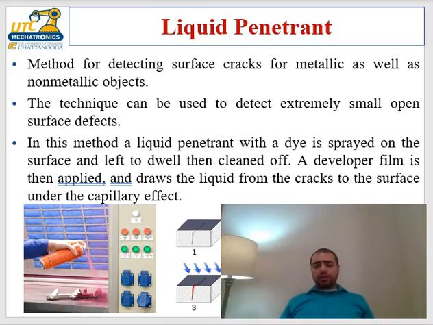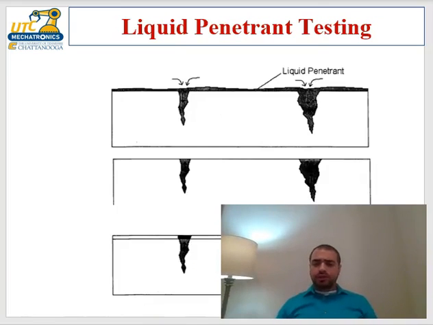So it's used basically on solid surfaces. The surface does not have to be metallic or ferrous or non-metallic. It can be of any surface. So this is liquid penetrant testing. As you see, you apply the liquid penetrant, it will go inside the crack, and then you apply the developer. The developer will allow the liquid penetrant to come out from the surface, from the crack.